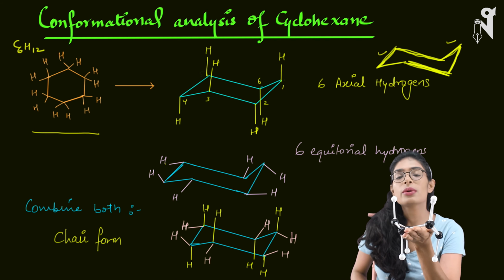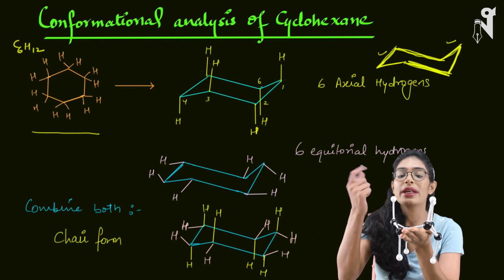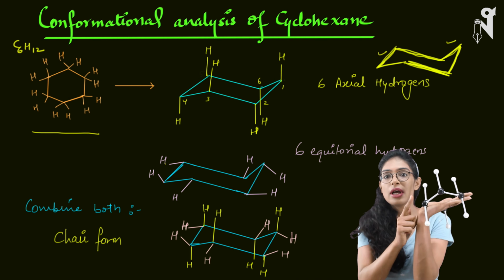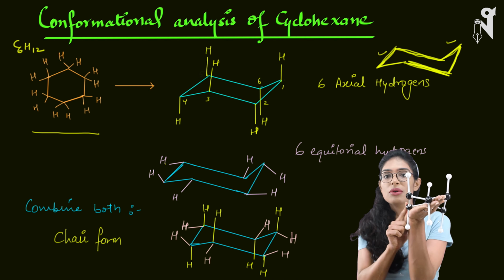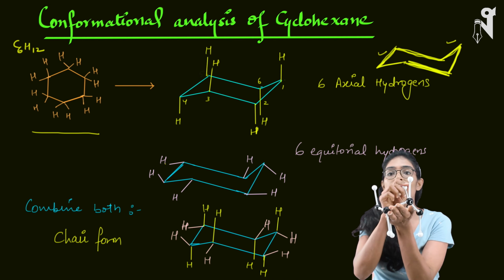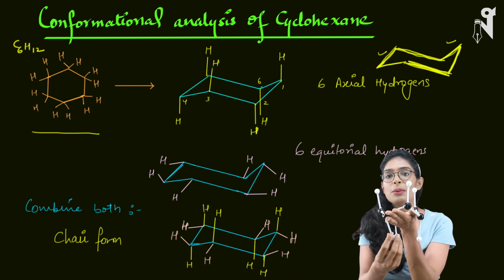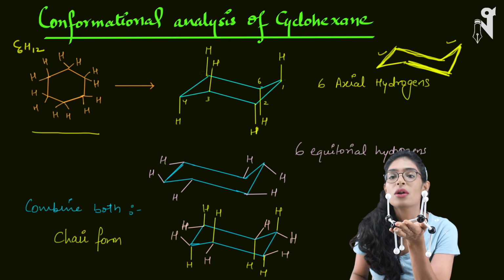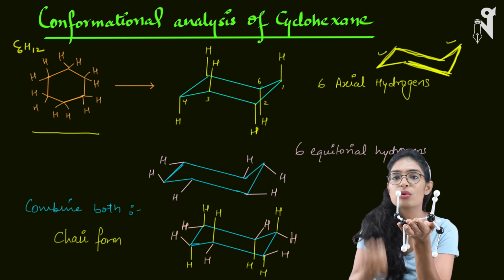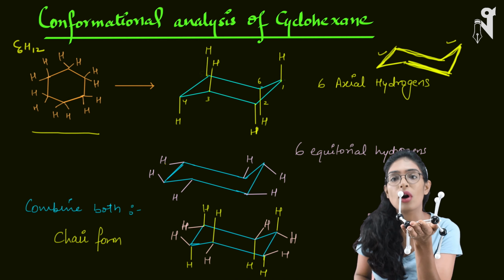When you are drawing, you can start with any number. You can count any number as carbon 1. Assume I have begun with this carbon. This is my carbon 1. If this is pointing down, carbon 2 will be pointing up, carbon 3 will be pointing down, carbon 4 will be pointing up, carbon 5 will be pointing down, and carbon 6 will be pointing up. Not carbon, basically the axial hydrogens will be pointing up, down, up, down, up, down alternately.